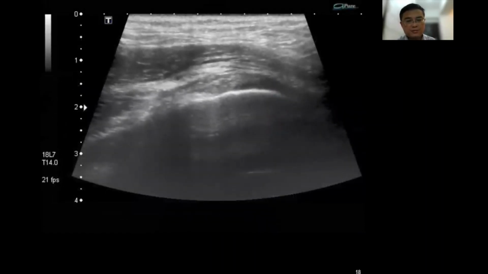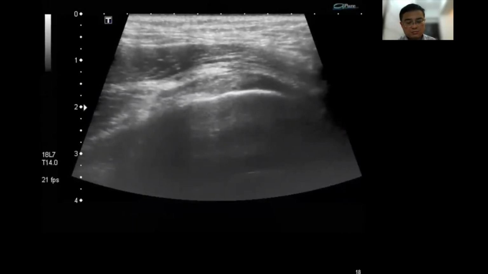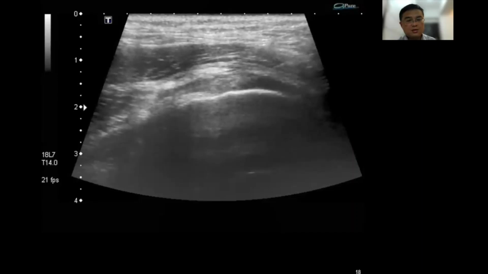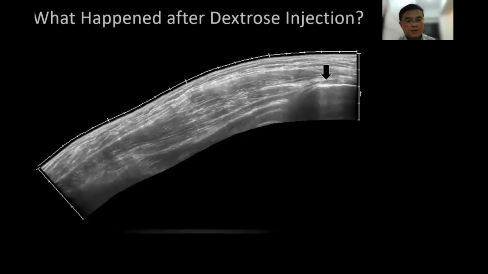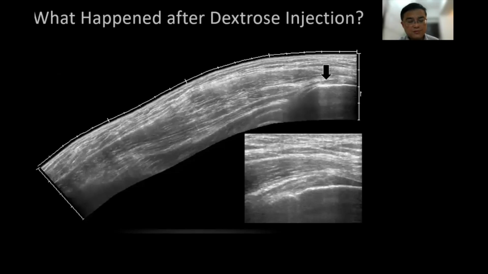So now you can find that my needle is going to the gluteus medius tendon, and then I use a peppering technique to distribute the fluid inside the tendon. So let's see what happens after injection. As you can see, after injection, you can find the echogenicity of the tendon improves and the thickness also decreases. And of course, the snapping symptom decreases as well.